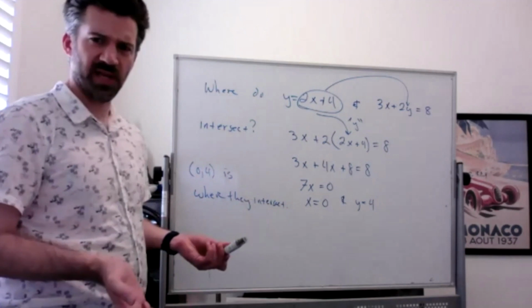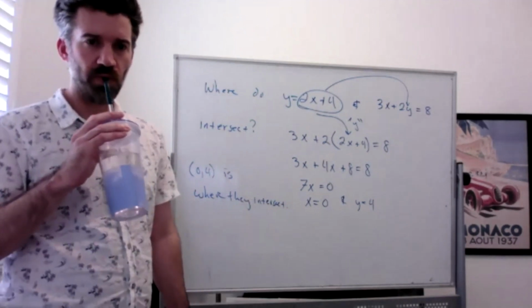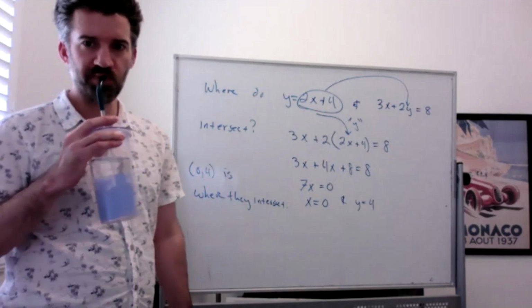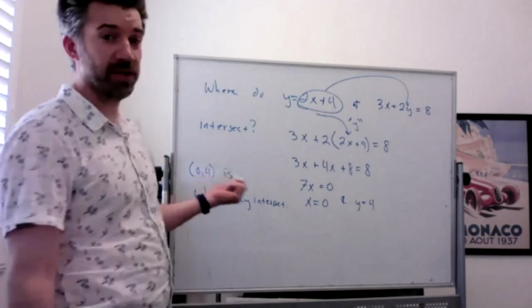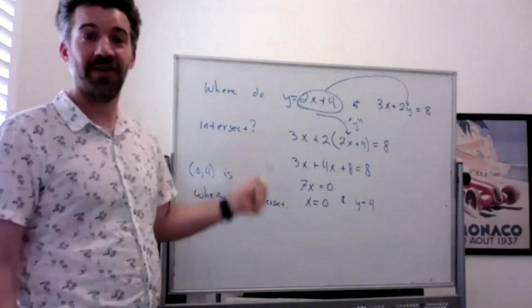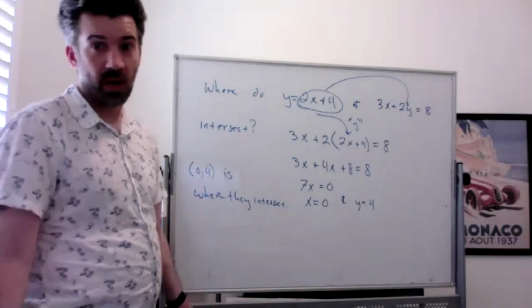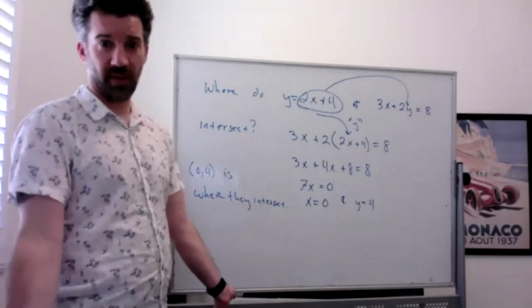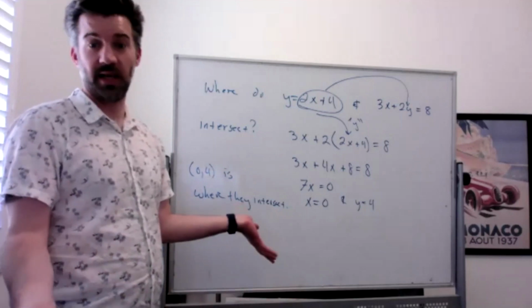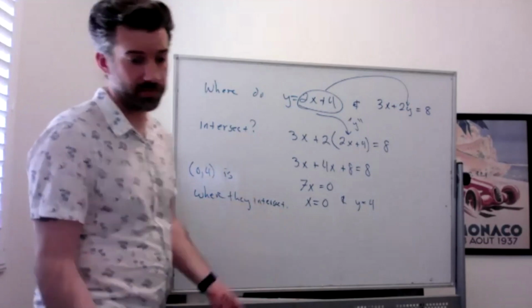Do they have to intersect? I guess that's not a great question. These lines do have to intersect. Do lines in general have to intersect? No, they could be parallel. And more generally, depending on what types of graphs we're talking about, like we're going to talk about parabolas and lines in a second, they may or may not intersect depending on where they are oriented.